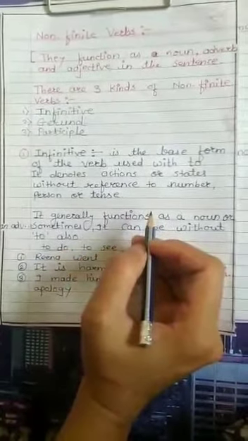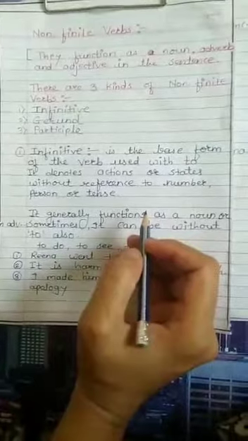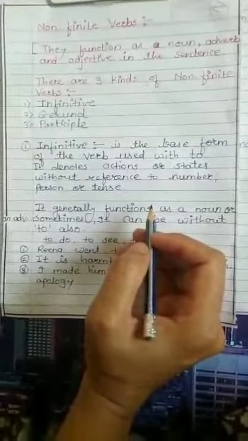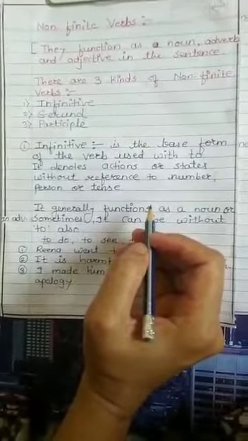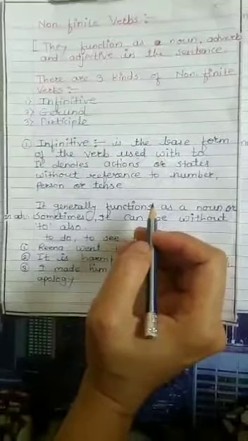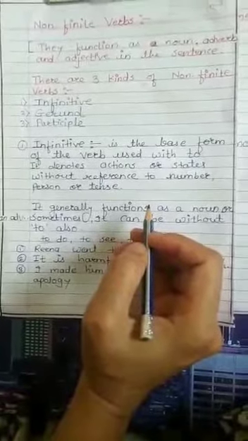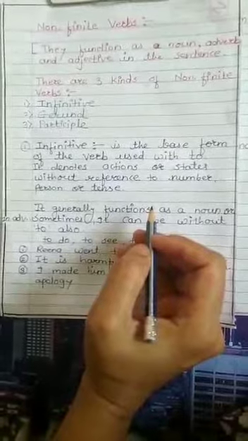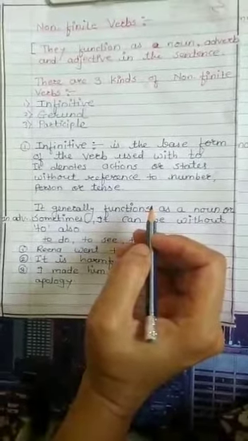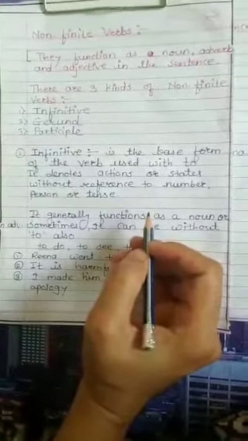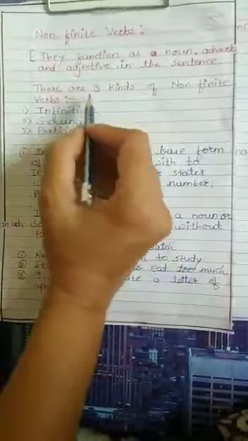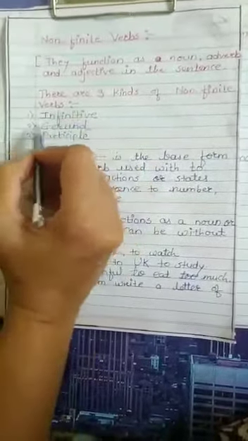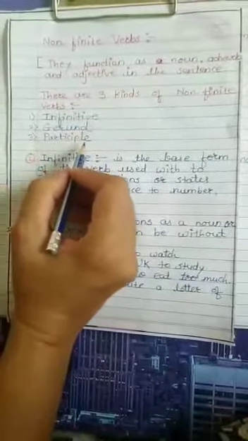Students, in our previous video we have learned the difference between finite and non-finite verbs. Today let us study the kinds of non-finite verbs. In spite of being verbs, they don't perform any actions. They function as noun, adverb and adjective in the sentence. There are three kinds of non-finite verbs: infinitive, gerund, participle.